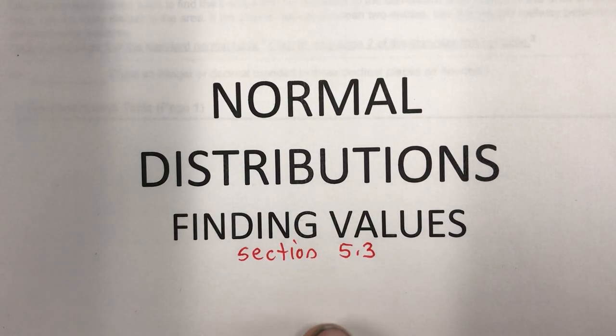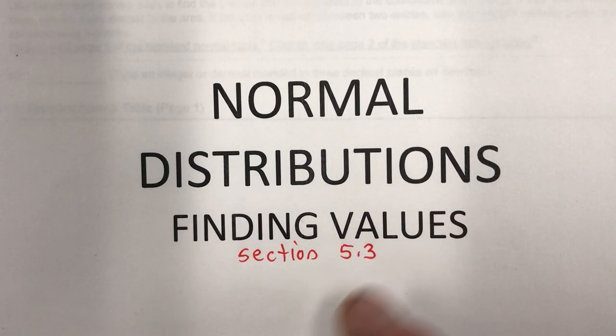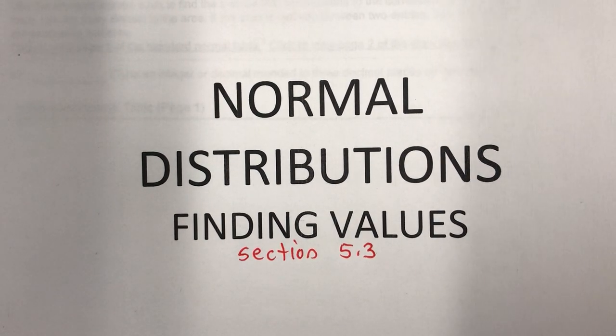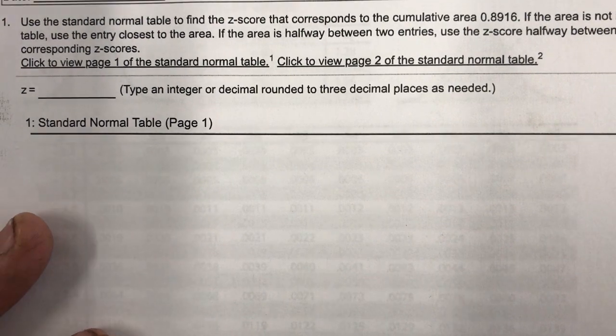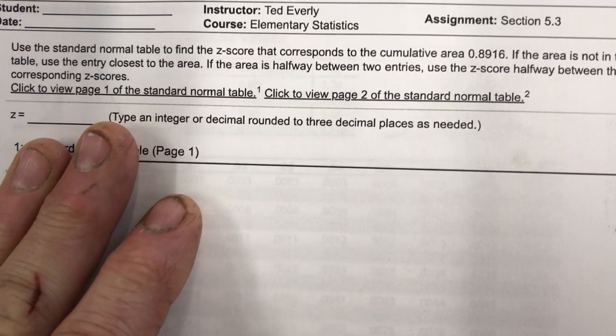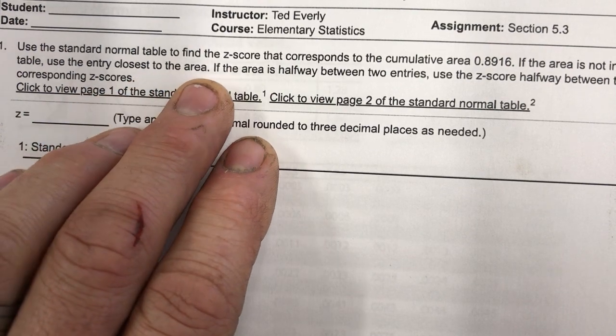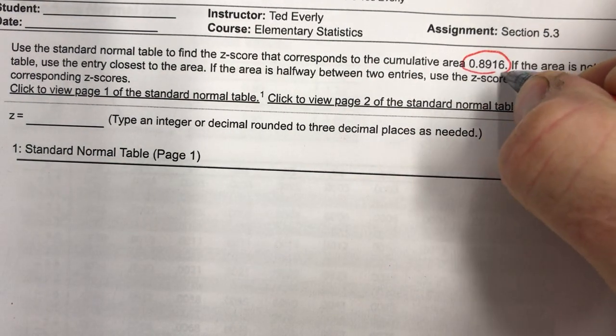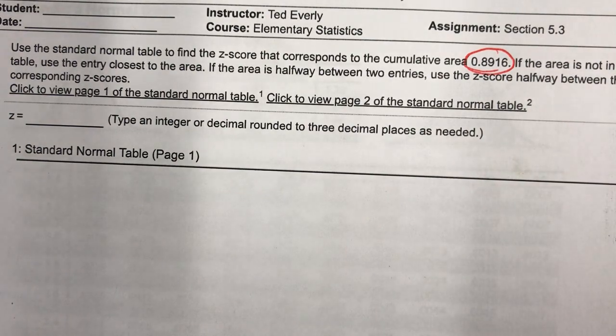All right, in statistics today we're looking at normal distributions, and we're going to be finding values of these normal distributions. Okay, so number one here, use the standard normal table to find the z-score that corresponds to the cumulative area of 0.8916. So we've got this. This is the area under the curve.